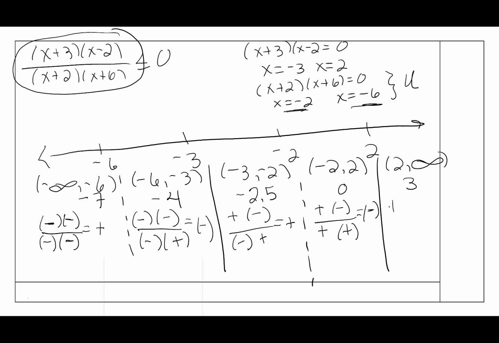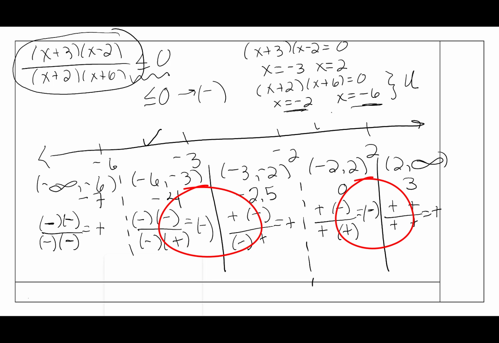3 plus 3, positive; 3 minus 2, positive; 3 plus 2, positive; 3 plus 6, positive. This is overall positive. So the question now is, what did I want? When I simplified, I said less than or equal to 0, which means I want a negative. So I can see a negative here from -6 to -3. I can also see a negative here from -2 to 2.